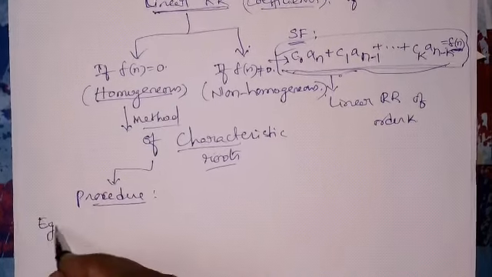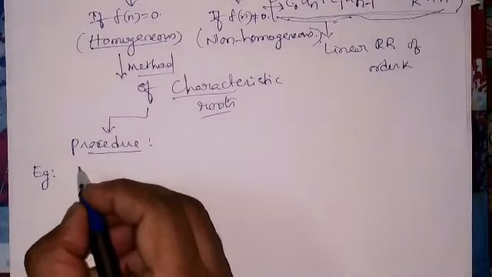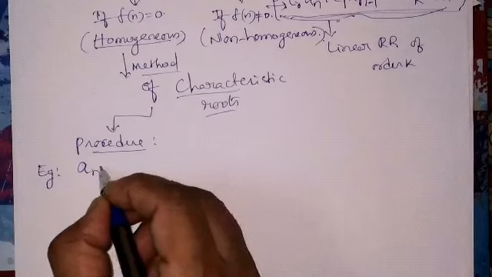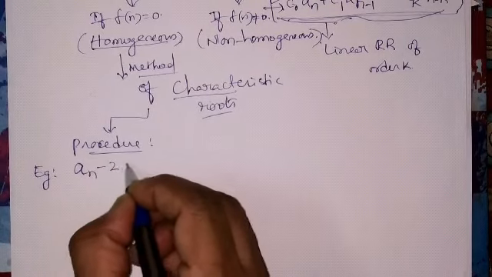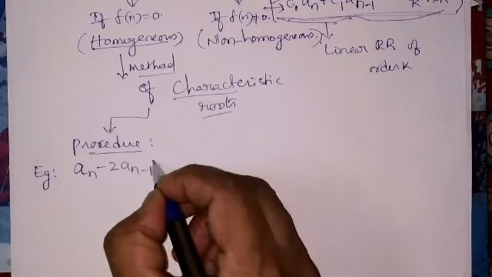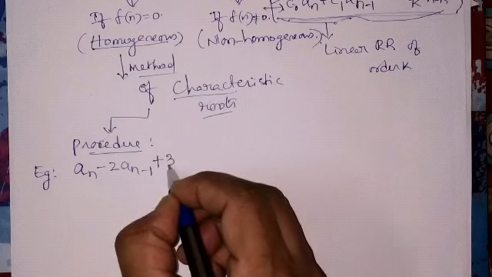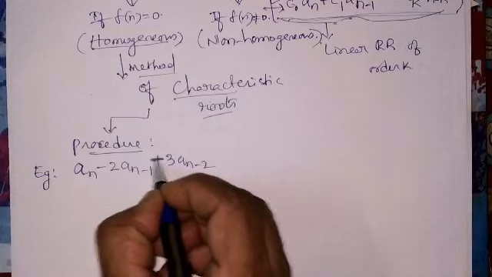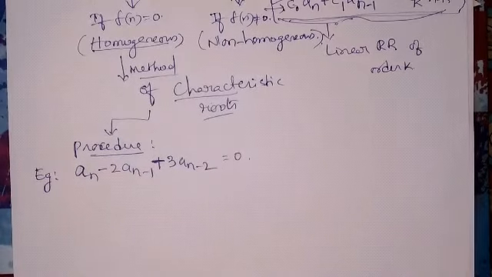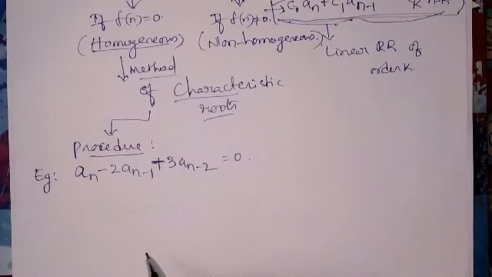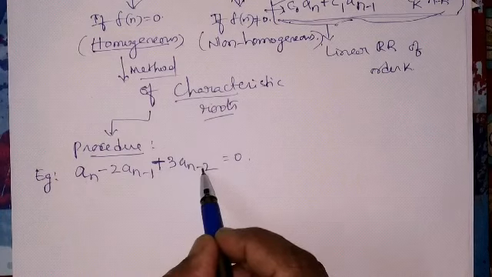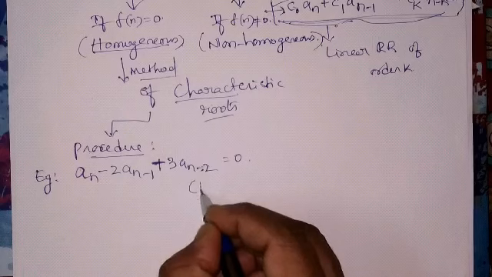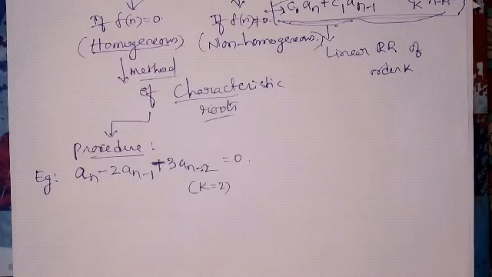Let me explain this method through an example. Suppose we have the relation given by a_n minus 2 a_(n-1) plus, let us take, minus 3 a_(n-2) is equal to 0. Clearly we can observe that this is linear, with constant coefficients, and the order is k equal to 2 here.